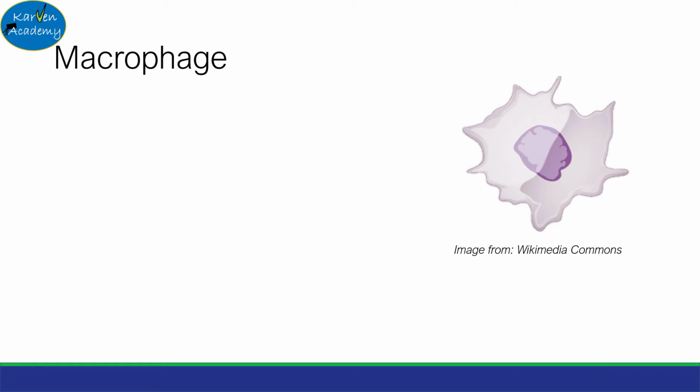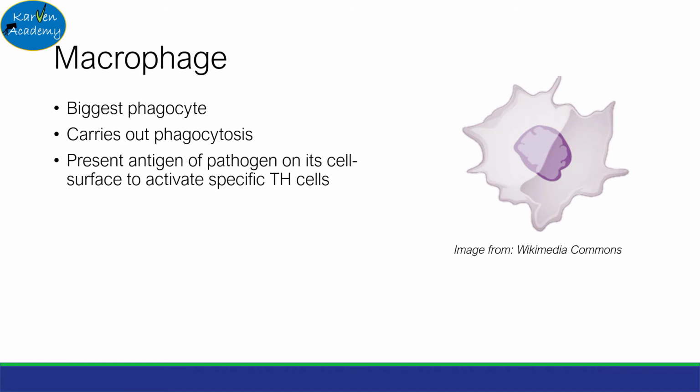Now let's look at the macrophage, which you do need to know. This is the largest phagocyte in the body, and as its name suggests, it's a big eater. This cell, like the neutrophil, carries out phagocytosis, which we'll look at later on, but it has the ability to process and present antigen on its cell surface to activate T helper cells. And hence, this is called an antigen presenting cell, or APC for short.